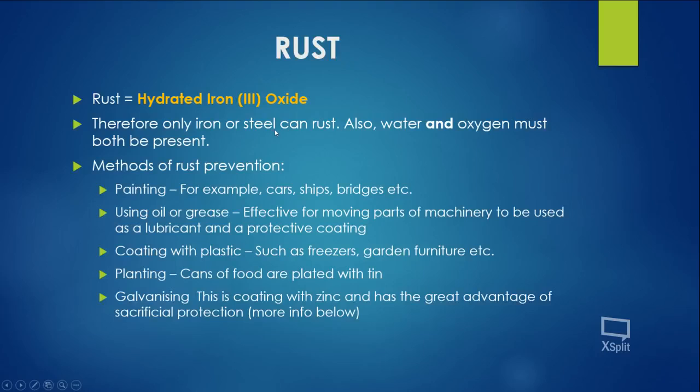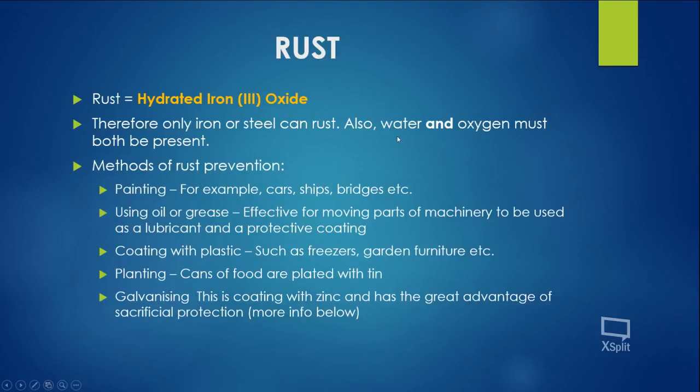Everything else is technically corroding. So not only do you need iron or steel for rusting to happen, you need water and oxygen, because obviously it's the reaction between iron and oxygen, inclusive of water. So all three things have to be present.